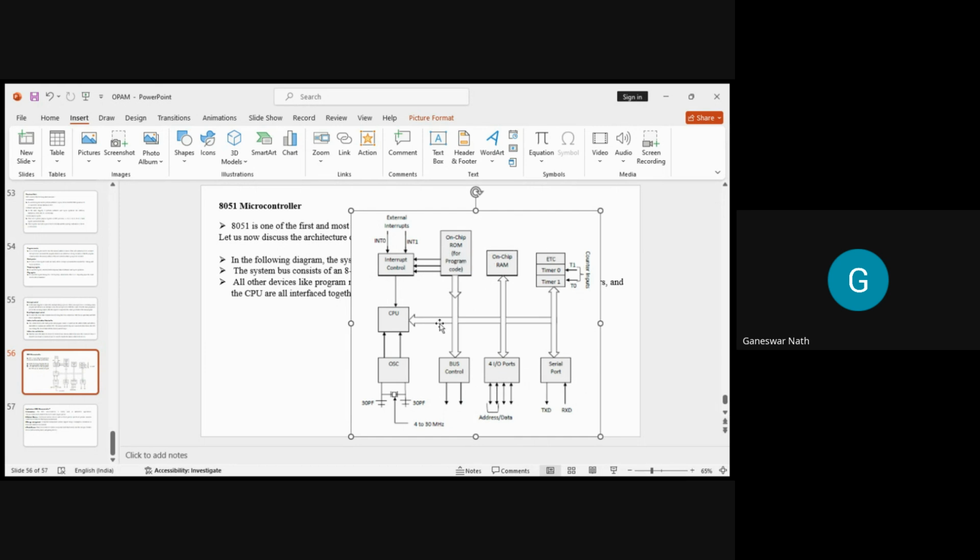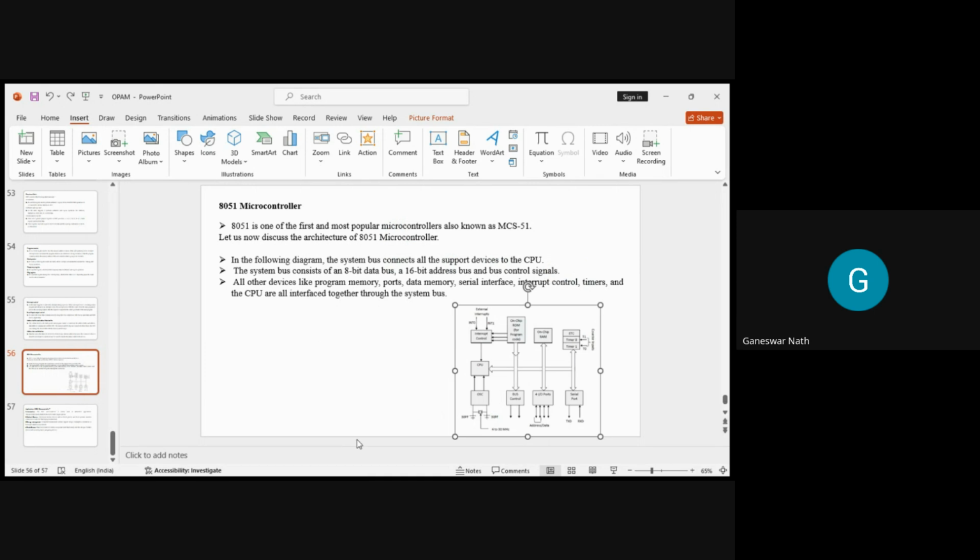So a question may come like: draw a block diagram for the 8085 controller with its different functional units. This may come as a short note or maybe as a long question.